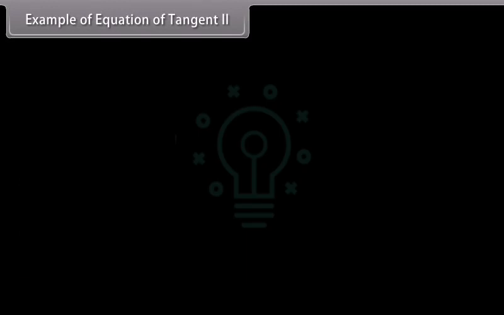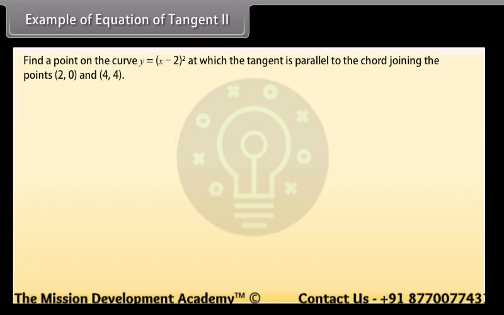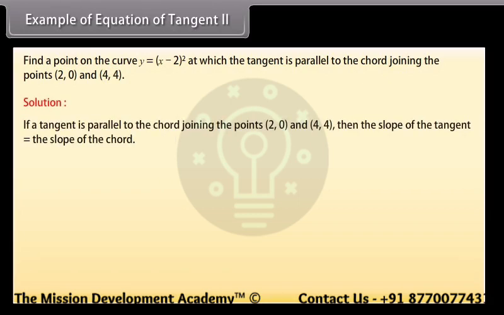Example of equation of tangent 2. Find a point on the curve y is equal to (x minus 2) square at which the tangent is parallel to the chord joining the points (2, 0) and (4, 4). Solution. If a tangent is parallel to the chord joining the points (2, 0) and (4, 4), then the slope of the tangent is equal to the slope of the chord. The slope of the chord is 4 minus 0 by 4 minus 2 is equal to 4 by 2 is equal to 2.